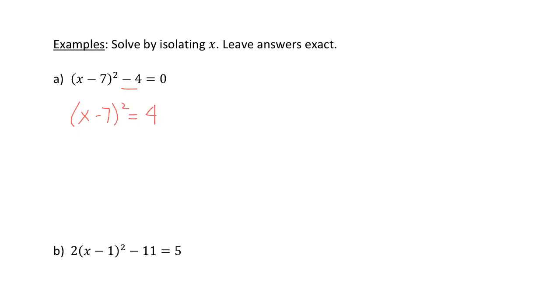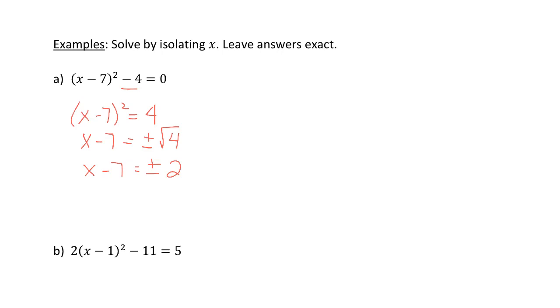So this is the time where I square root both sides. I know, again, I'm going to have a positive and a negative answer. So I'm going to have x minus 7 is equal to plus or minus the square root of 4. Okay, so I square root both sides, I have a positive or negative solution. So then I get x minus 7 is equal to plus or minus 2.